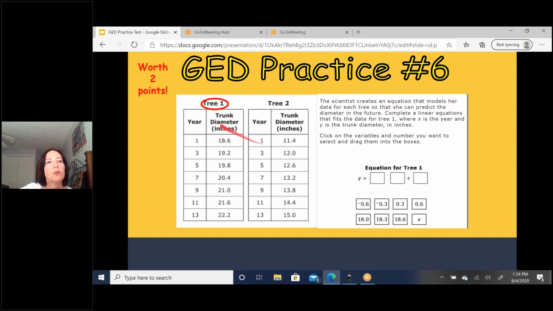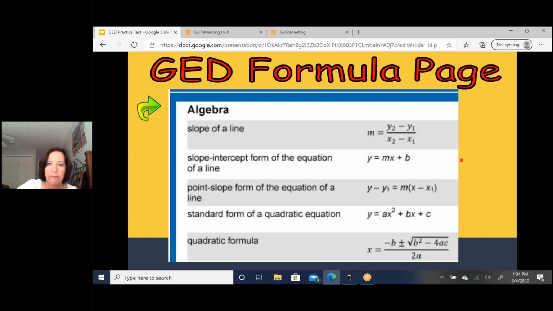Okay, all of the problems today that we're going over are worth 1 point. This one is worth 2 points, and I have a feeling it's because we've got 3 answers to input, and so they're going to count that somehow as 2 points. Okay, but again, we are given a lot of data, but we are only interested in the information for tree 1. So we need to focus in on just tree 1's chart.